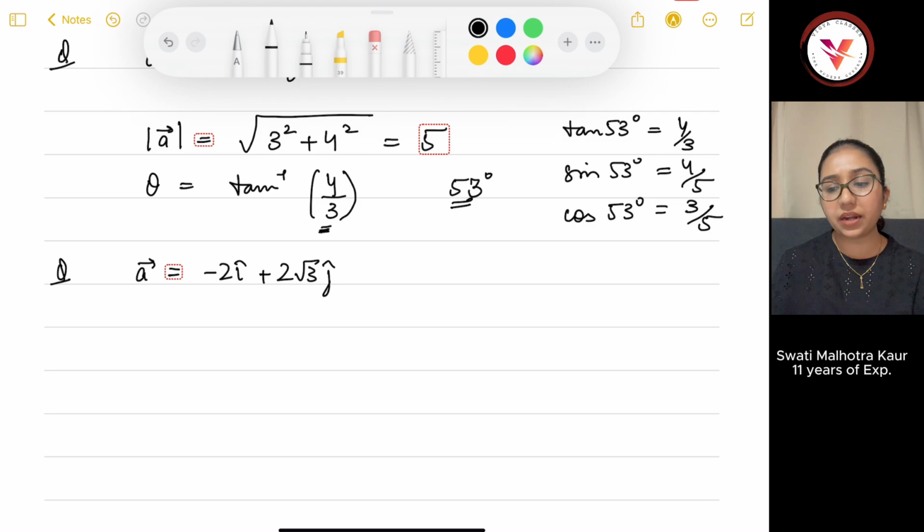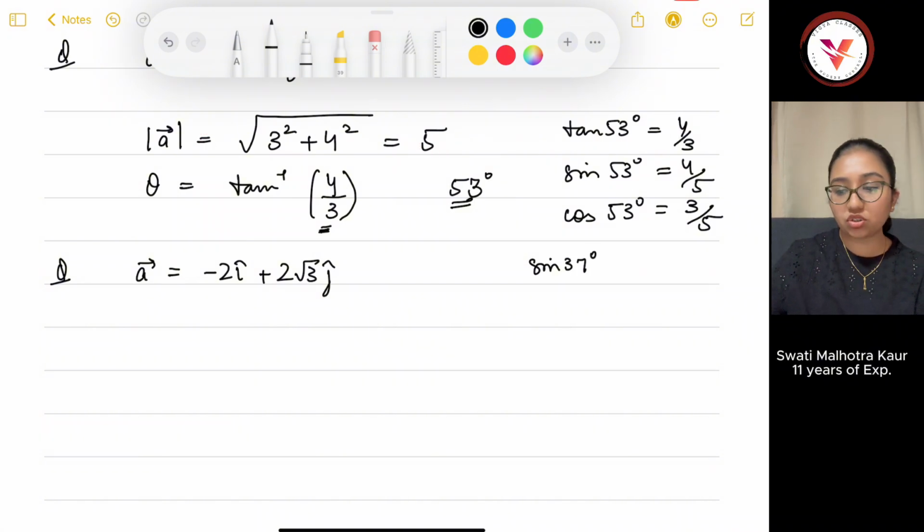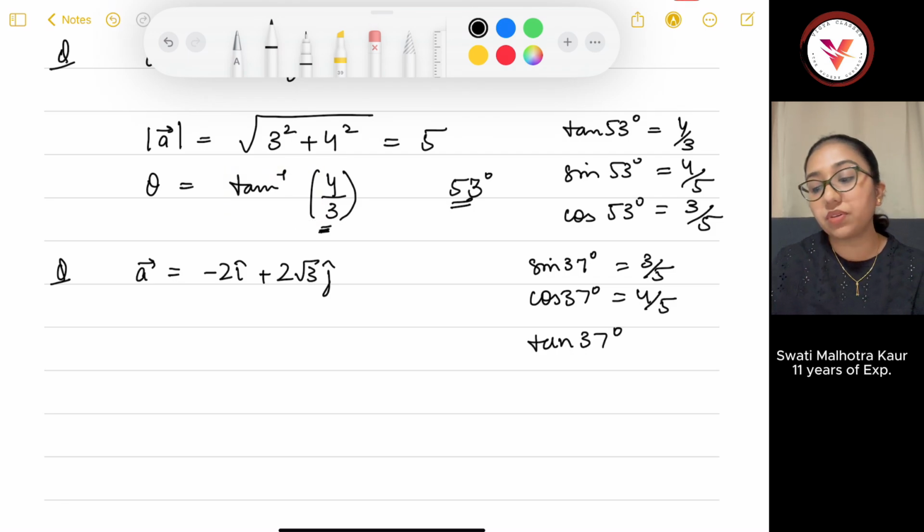Remember that. And you can have 37 also. So sine 37 degree, which is its complement, will become 3 by 5. And cos 37 degree will become 4 by 5, just the opposite. And tan 37 degree would be 3 by 4.